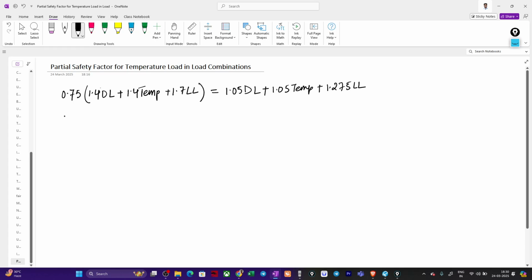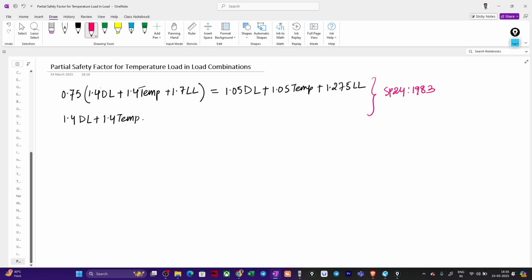The other combination is 1.4 times dead load plus 1.4 times my temperature load. So these two we are getting from SP 24 1983. Remember, this is not mentioned anywhere in IS 456-2000. Okay, so this is one set of combinations, but these combinations do not include the lateral loads. So these are only the gravity combinations.